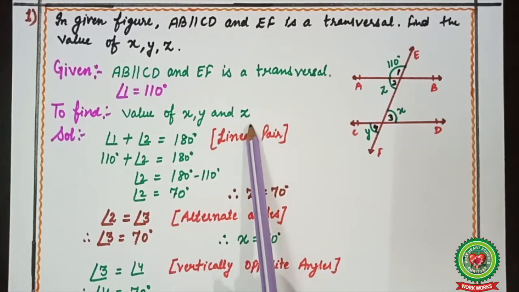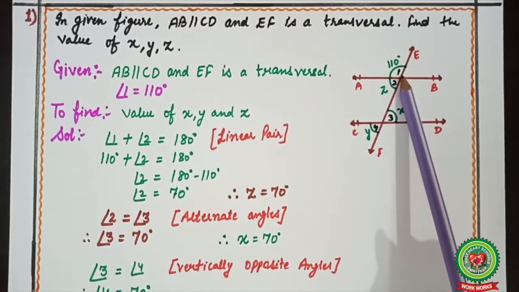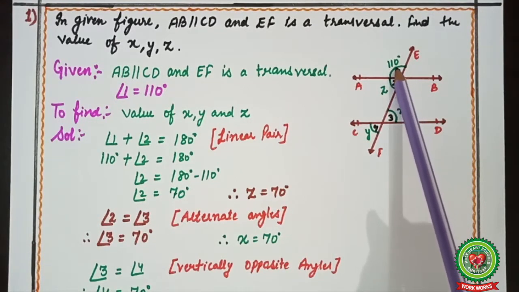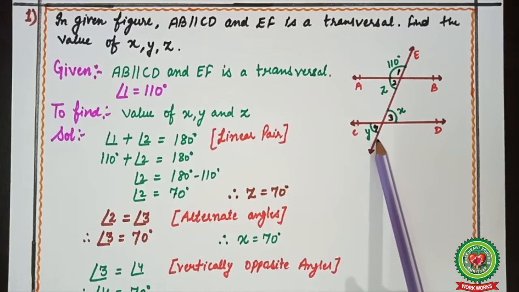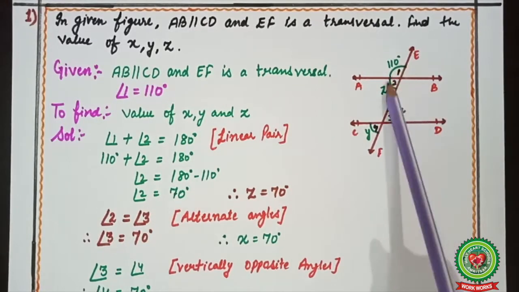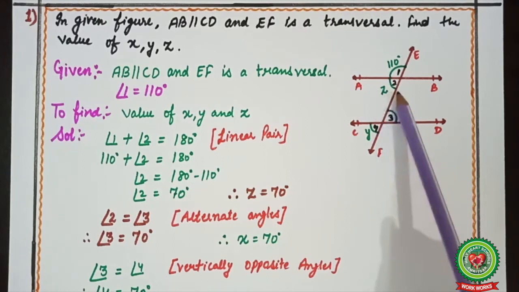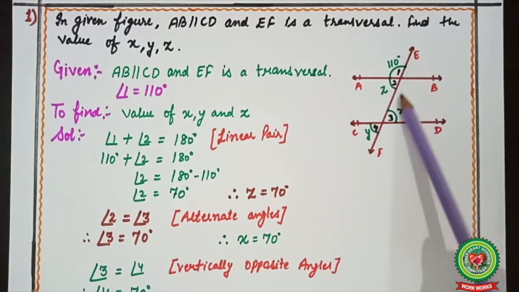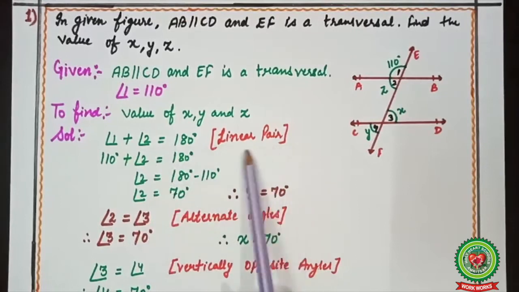Before starting the question, we will give numbering to the angles. Here you can see that I have given the numbering: angle 1 is equal to 110, angle 2 as Z, angle 3 as X and angle 4 which is equal to Y, right? So let's start the question. First of all, we can find this angle 2, that means the value of Z. Now how can we find it? Here you can see that on this straight line two angles are forming, so we can apply the property of linear pair, as well as angles on a straight line.